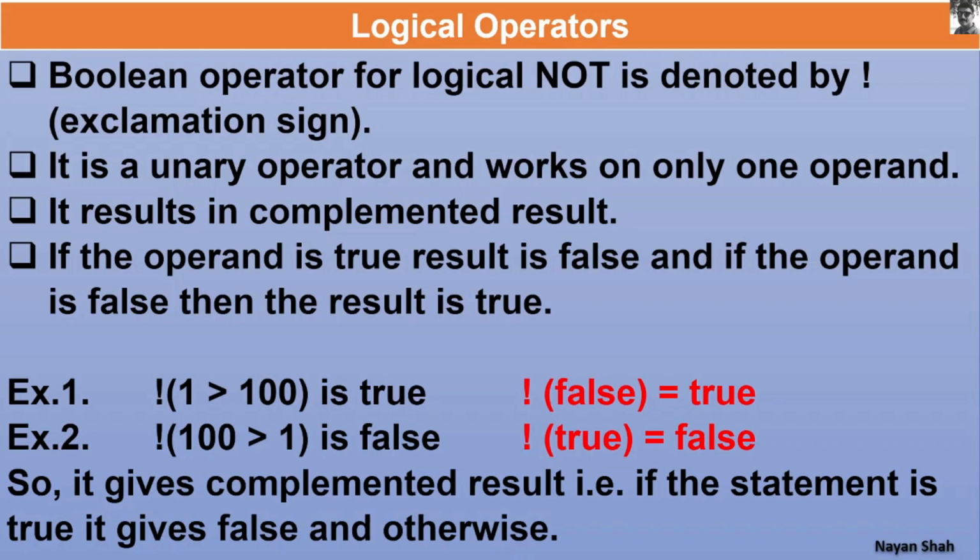So NOT 1 greater than 100. Now 1 greater than 100 is false. But NOT 1 greater than 100 is true, because NOT false is true.